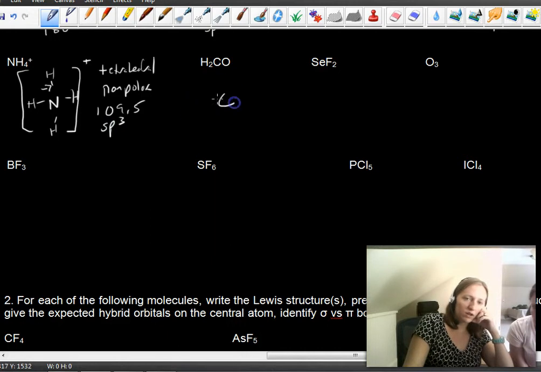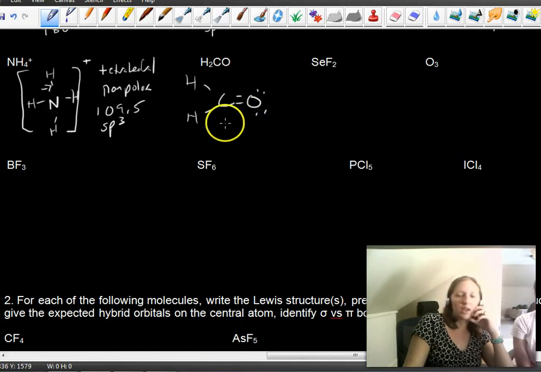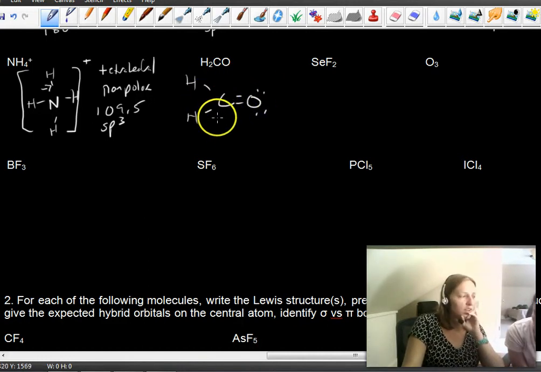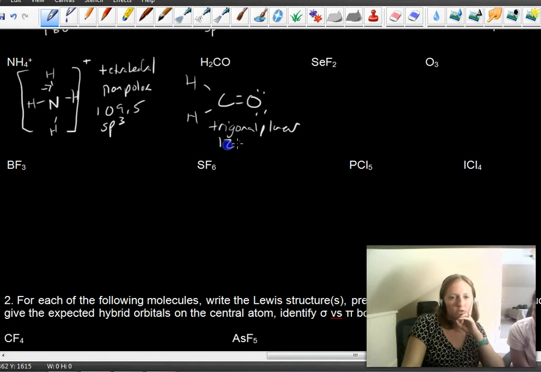H2CO is kind of fun. Carbon bonded to oxygen. 2, 4, 6, 8. And this is carbon bonded to three things total, so that's going to be trigonal planar. And that's 120 degree angles. The hybridization is sp2 because it's connected to 1, 2, 3 things, but it's connected twice. We don't care. That's from p orbitals, so we ignore them.